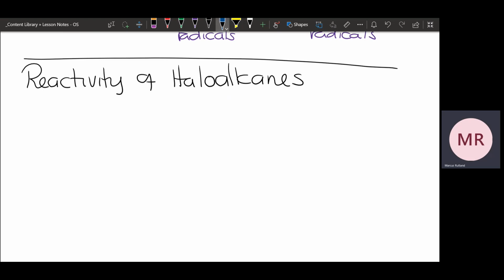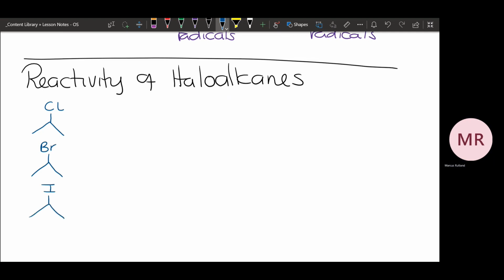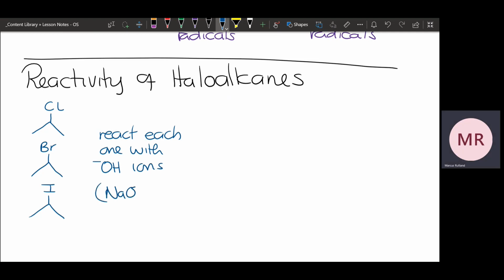And so the context here is, imagine that you've got this haloalkane, this haloalkane, and this haloalkane. And then you're going to react each one with hydroxide ions. So say, for instance, from sodium hydroxide solution. And so the question is, which is most reactive?